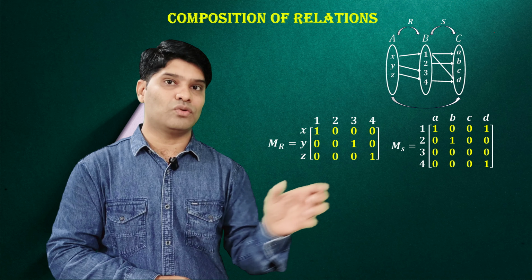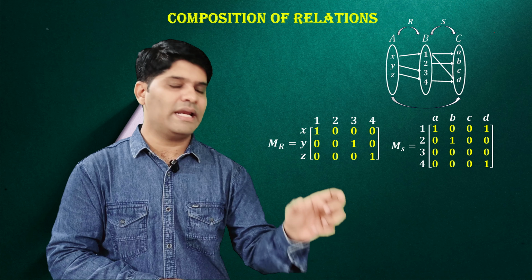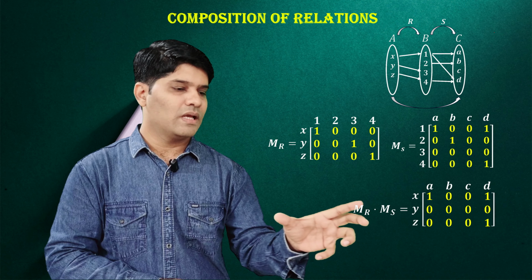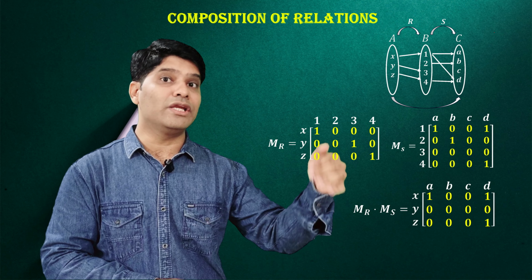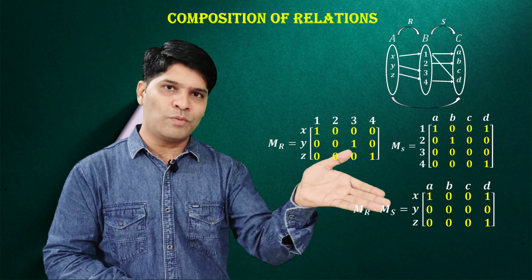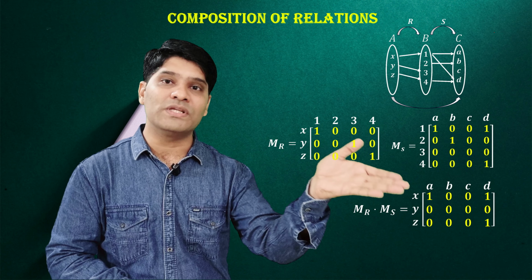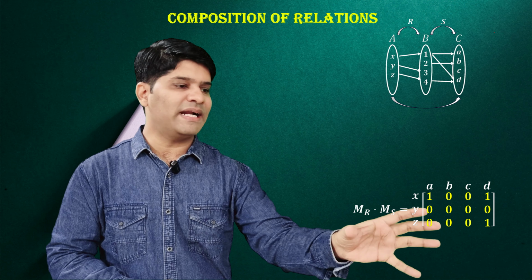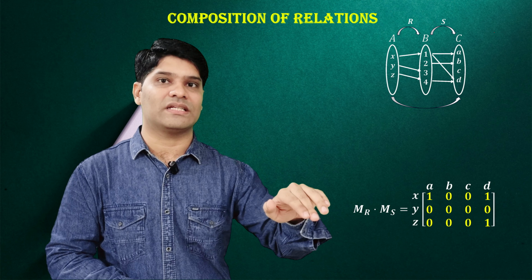Now I will multiply these two matrices. First I will take MR and then MS. Okay. Now after multiplying these two matrices, I will get a new matrix and the size of the new matrix will be 3 cross 4. This new matrix is actually the matrix of composition of R and S. Now using this matrix, we can find the composition relation of R and S.